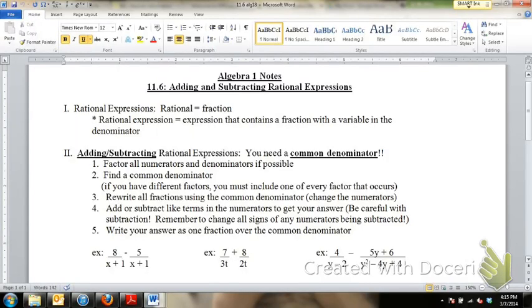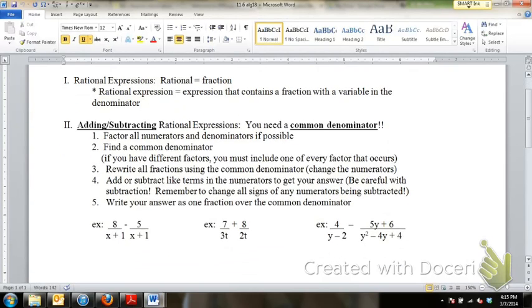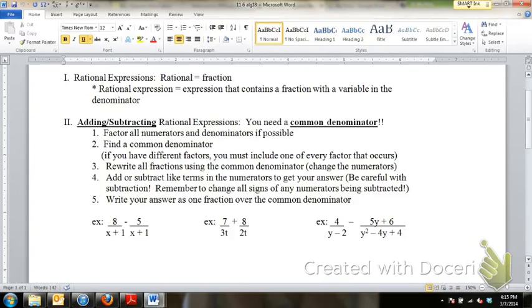11.6, adding and subtracting rational expressions, is probably one of the more difficult things we're going to tackle this year. Okay, with that said, remember that rational expressions just mean fractions. And here's why this is difficult: because when you add or subtract fractions, you have to have a common denominator. So that's where the difficulty comes in.